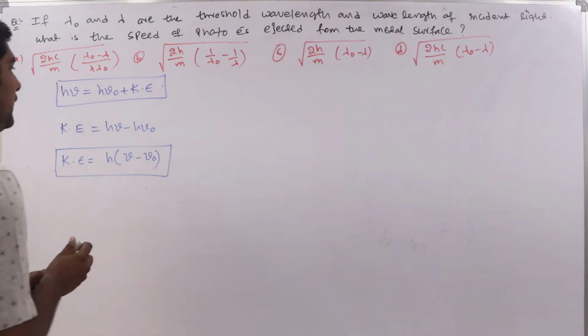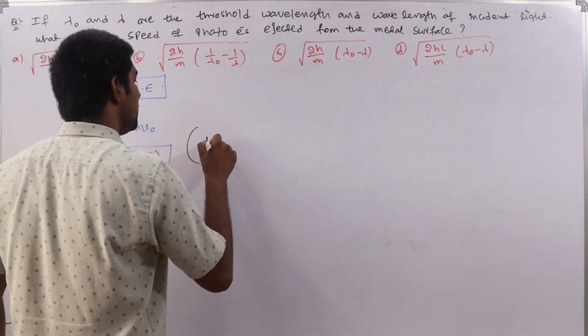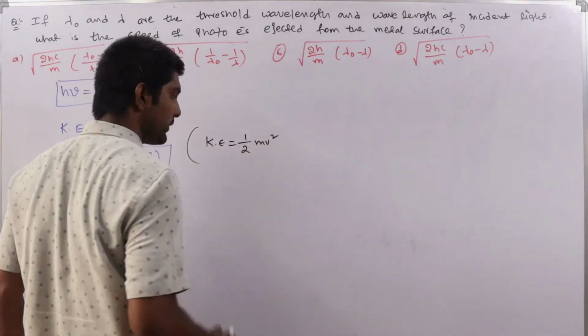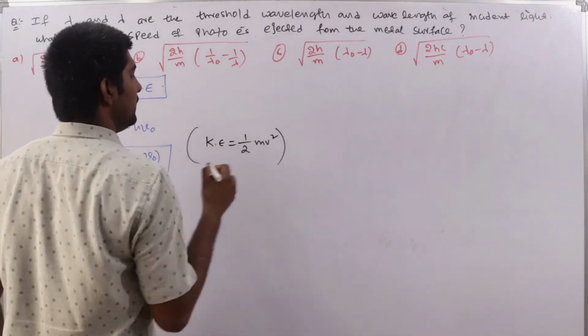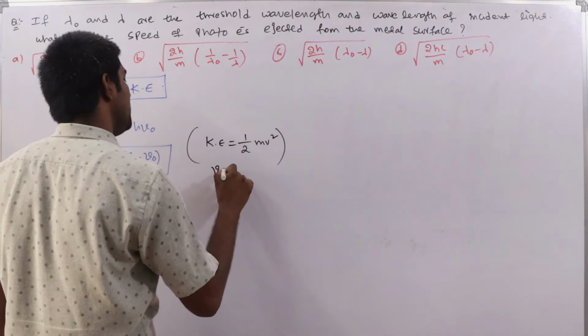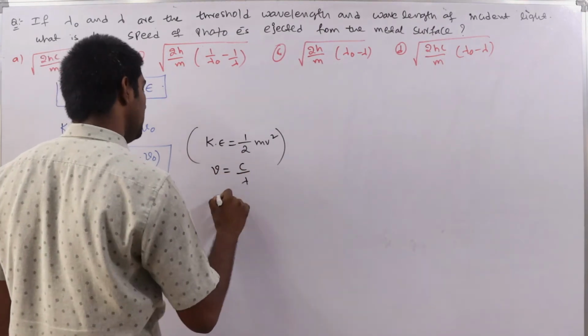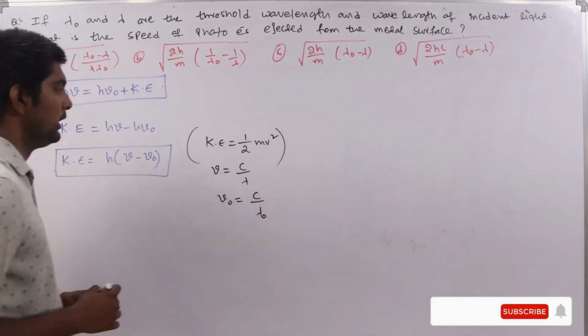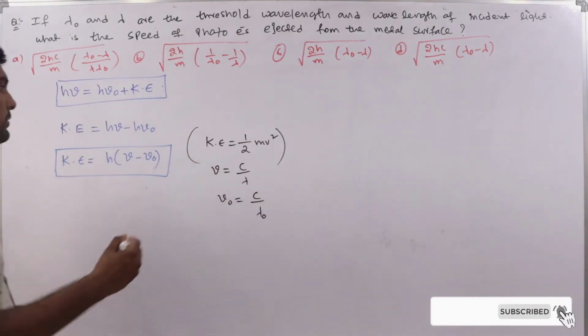And also we know that kinetic energy equal to half m v square. Okay, and also nu equal to c by lambda, nu naught equal to c by lambda naught. Okay, so these are the relations which we use here.